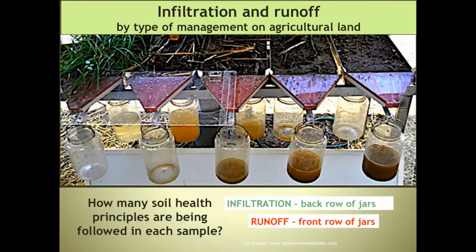The front jar of water is showing only runoff, how much soil we would actually lose in a rainstorm. And you can see that the bare soil all the way to the right, the color of the water in that front jar is very, very dark. It's full of soil. We had 100% runoff and 0 infiltration in the back jar.